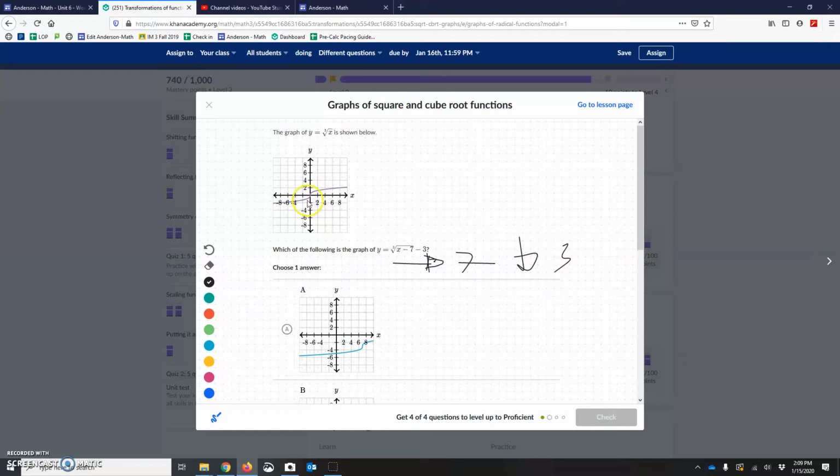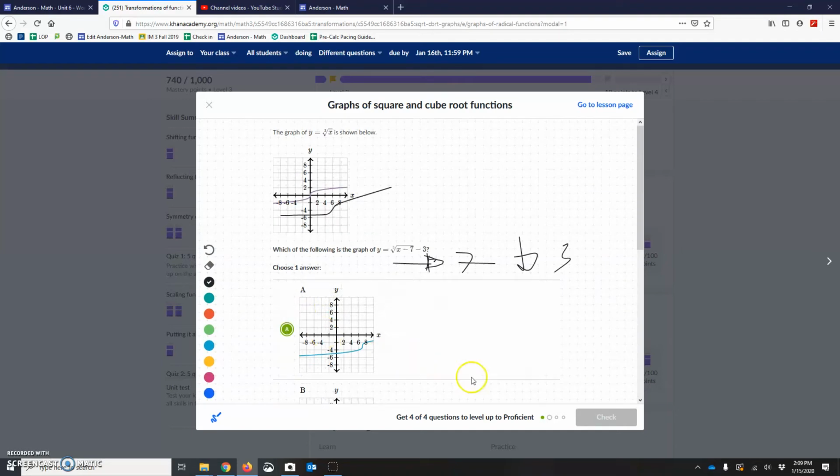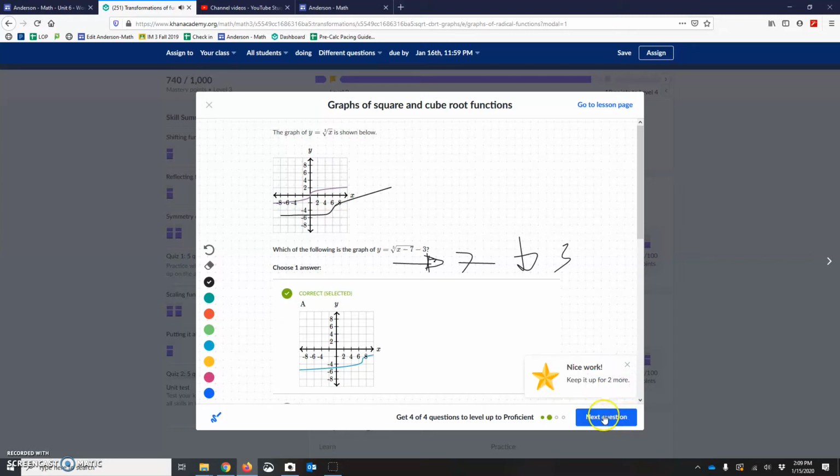So to the right 7. Right here, and then down 3. We're going to have a graph that looks like this. Looks like A. It's actually going to be it right here. Yeah, it's definitely A. Okay, next question.